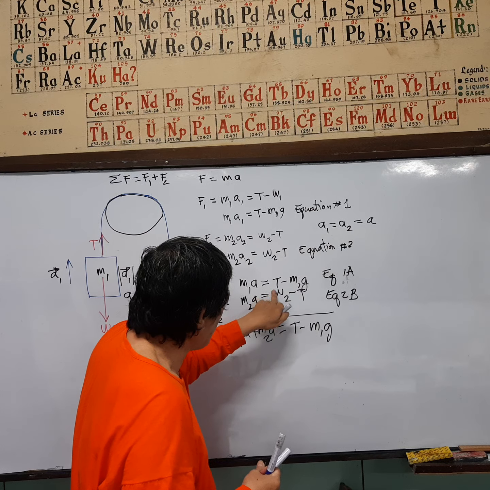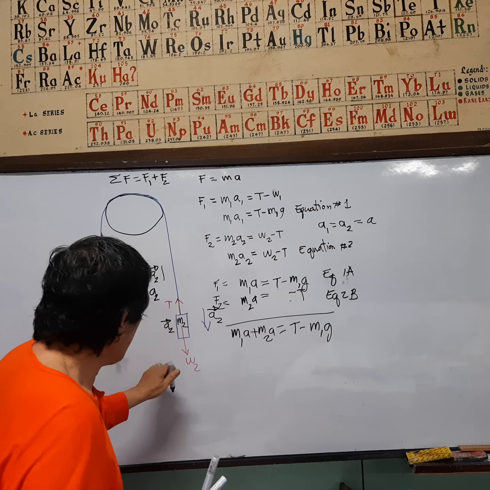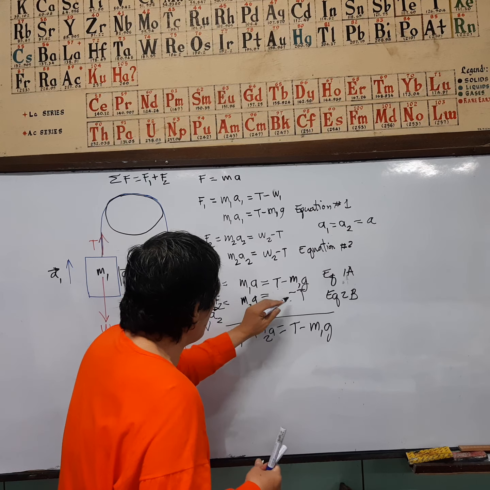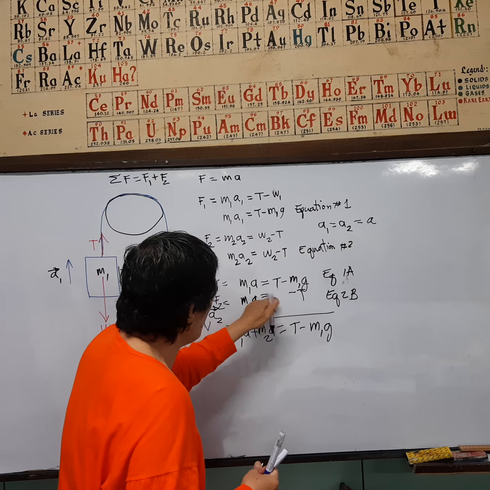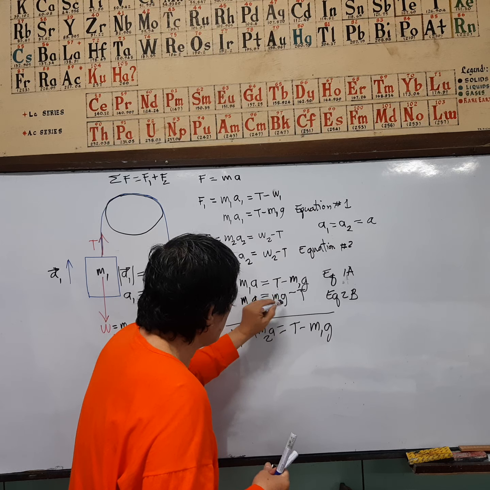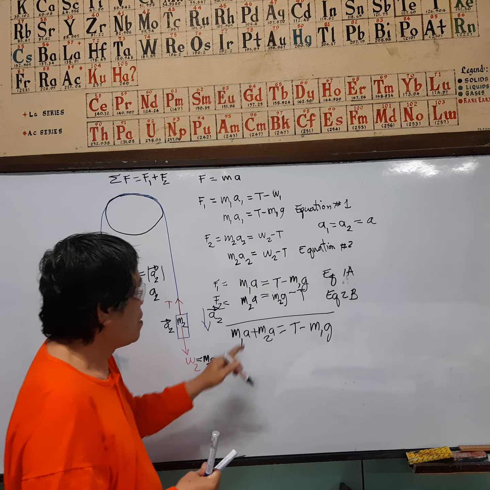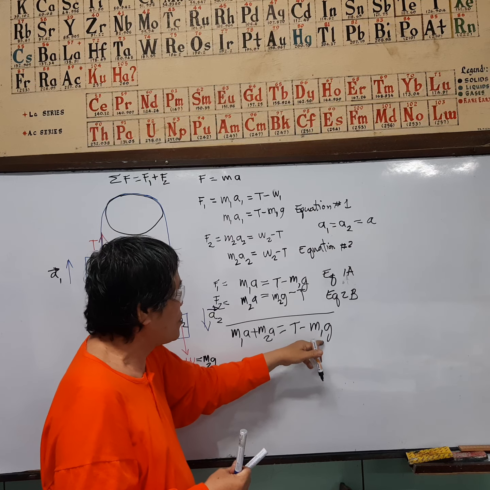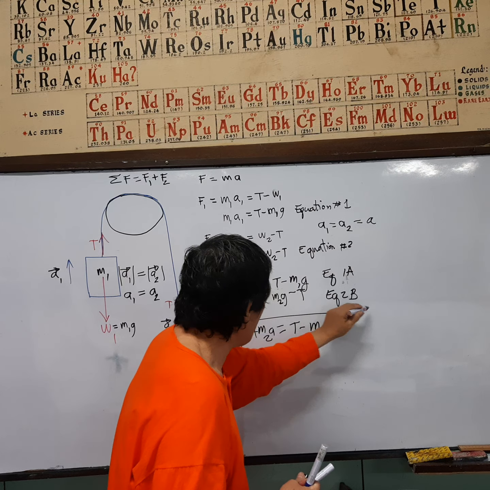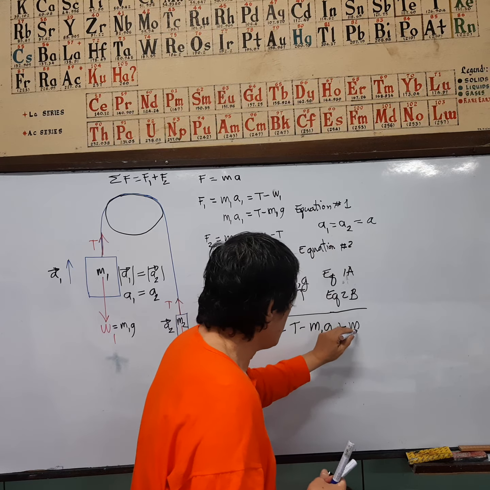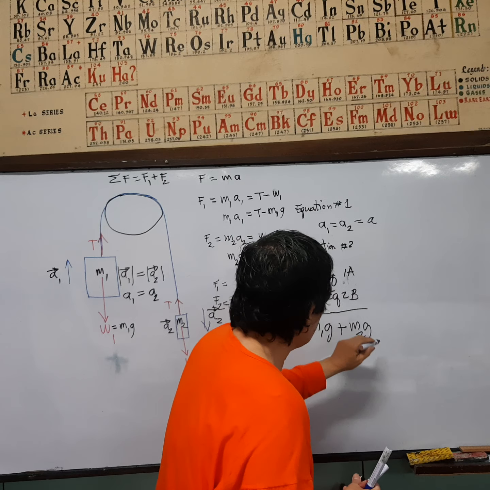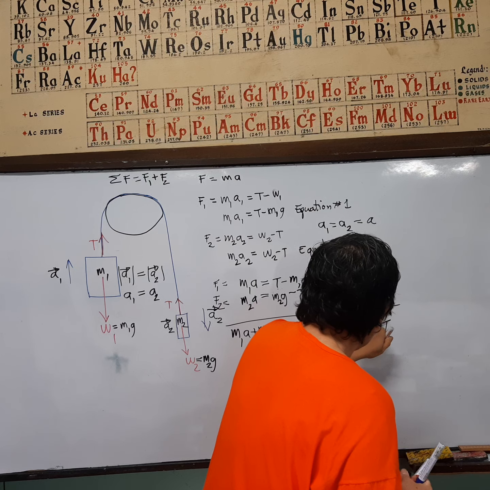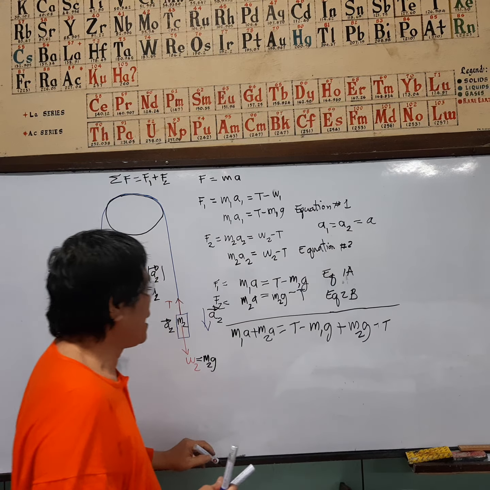And by the way, I'm going to erase this, W2. W2 is M2 G. So I will write here W2, M2 G, because this one is W2. So we add T minus M1G, tension minus M1G, plus M2G, minus T. So there, we added.